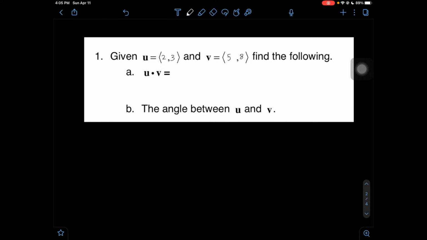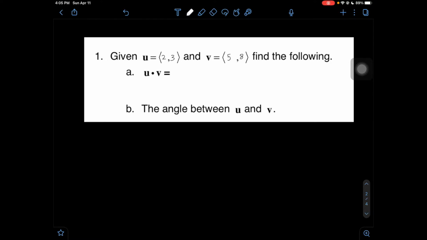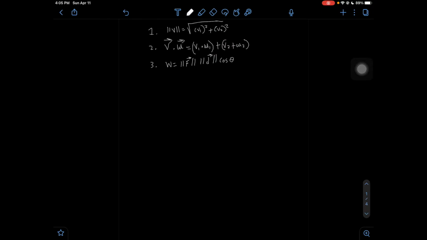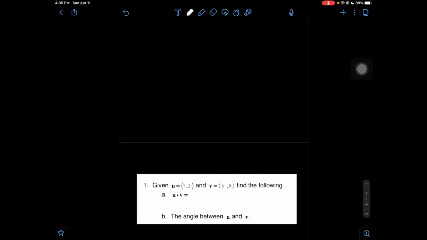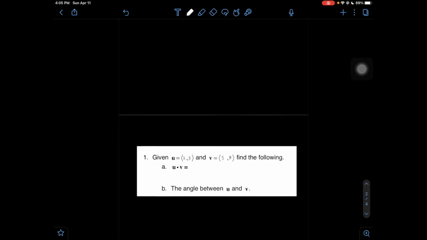The first practice problem says, given u equals 2, 3 and v equals 5, 8, find the following. Question A says u times v equals blank. So we need to find what u times v equals. If we look back at our equations, there's one equation in particular which would help us find it. We can see v times w equals this equation. The names of your components or your vectors can obviously change. So here we have u and v, whereas in our base equation we have v and w. So we're going to use that equation.